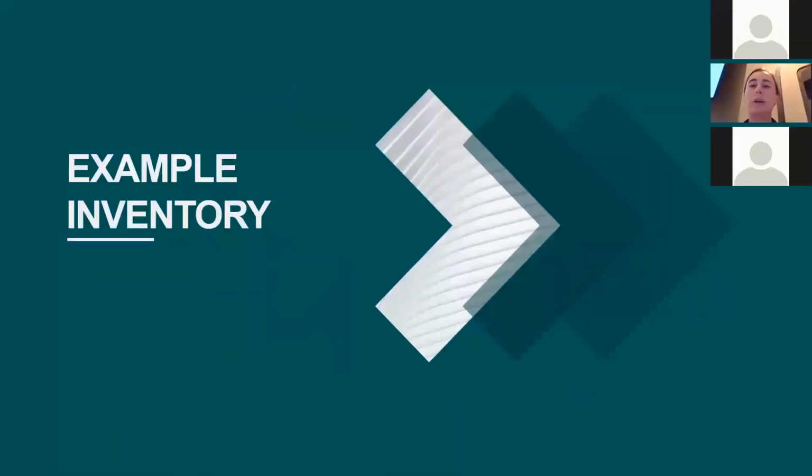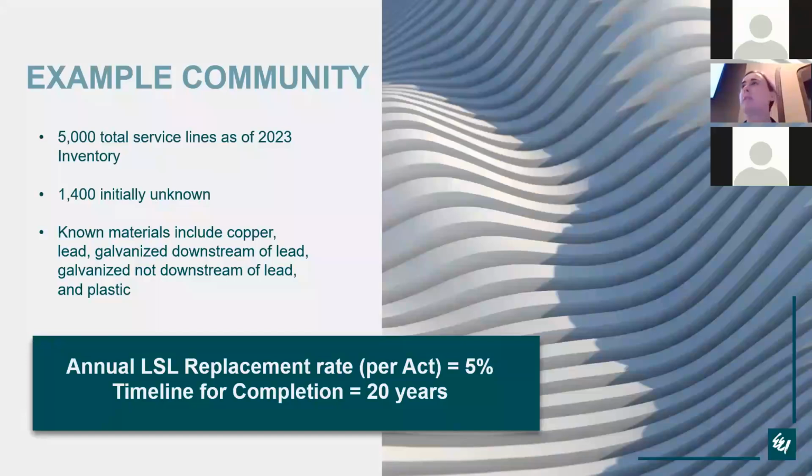So with that, let's look at an example community. This is entirely hypothetical, and I kept it pretty simple as far as getting through the numbers. So this example community has about 5,000 total service lines as of their 2023 inventory. They have about 1,400 unknown initially, and their known materials can include copper, lead, galvanized, both downstream of lead and not downstream of lead, and plastic.